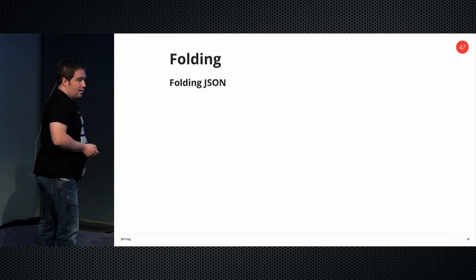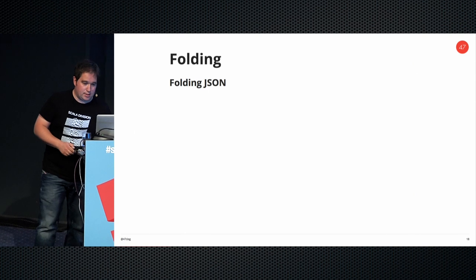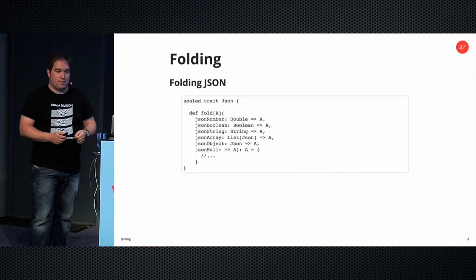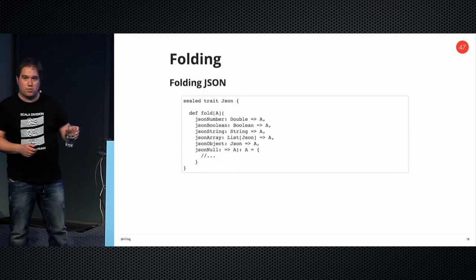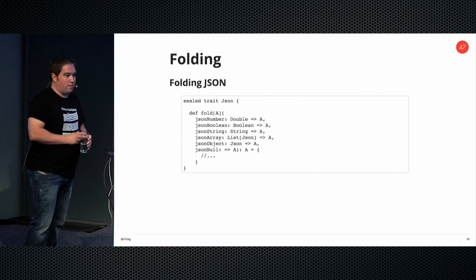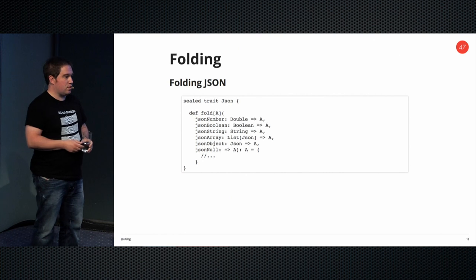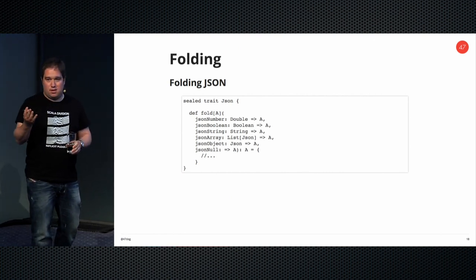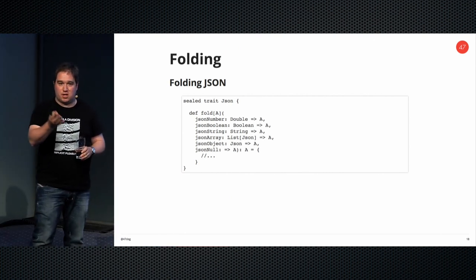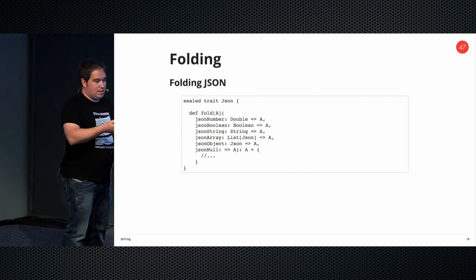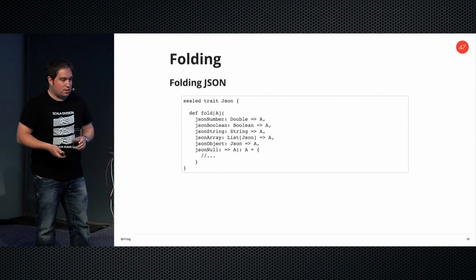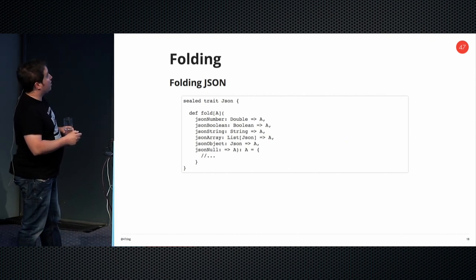Okay, so in our imaginary JSON world, we might end up writing something like this. It's a bit more involved because we've got a few more states to cover. If we're dealing with a number, we need our function to go from a number to something else. If we've got, say, the string, we need to go to something else, and of course this might be recursive in some way.